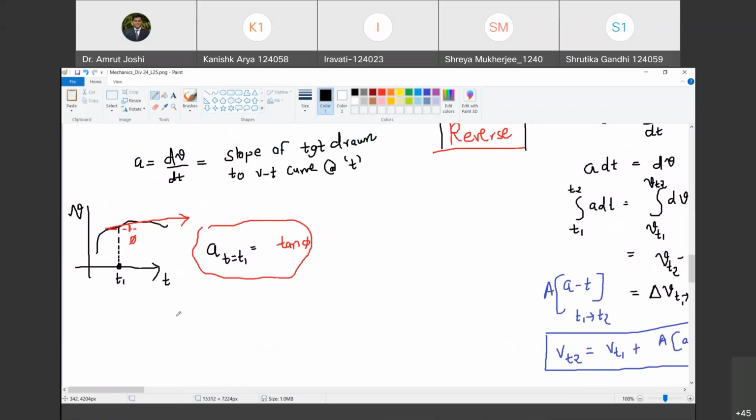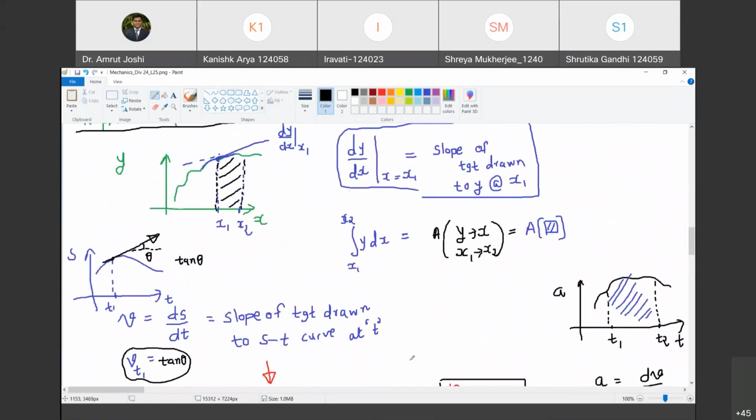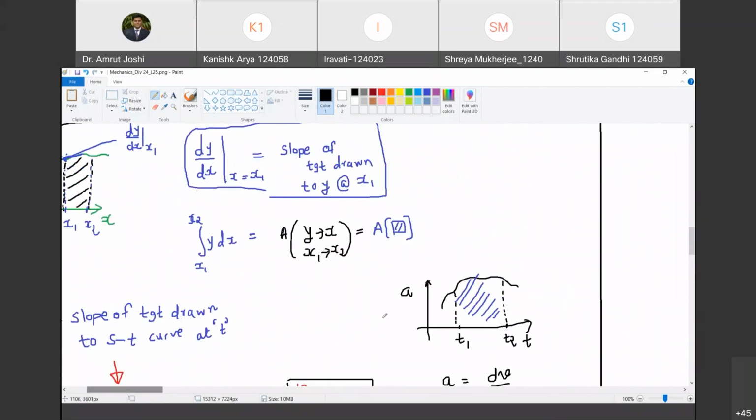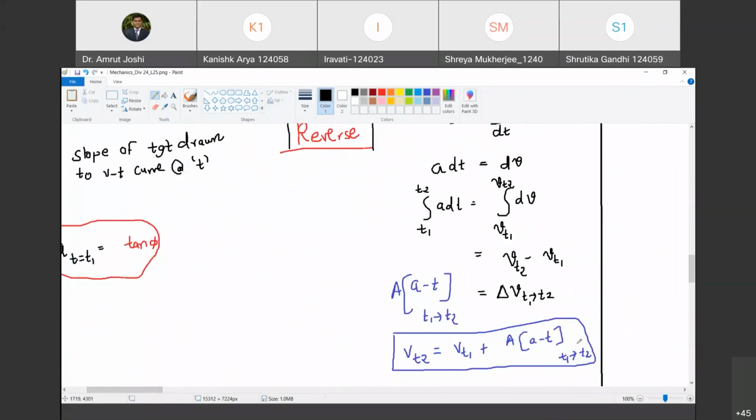That is the forward operation. And the reverse operation we just now discussed. It talks about the inscribed area under either acceleration time diagram or velocity time diagram from t1 to t2. Are you with me? And that talks about either change in velocity or change in position. Happy?